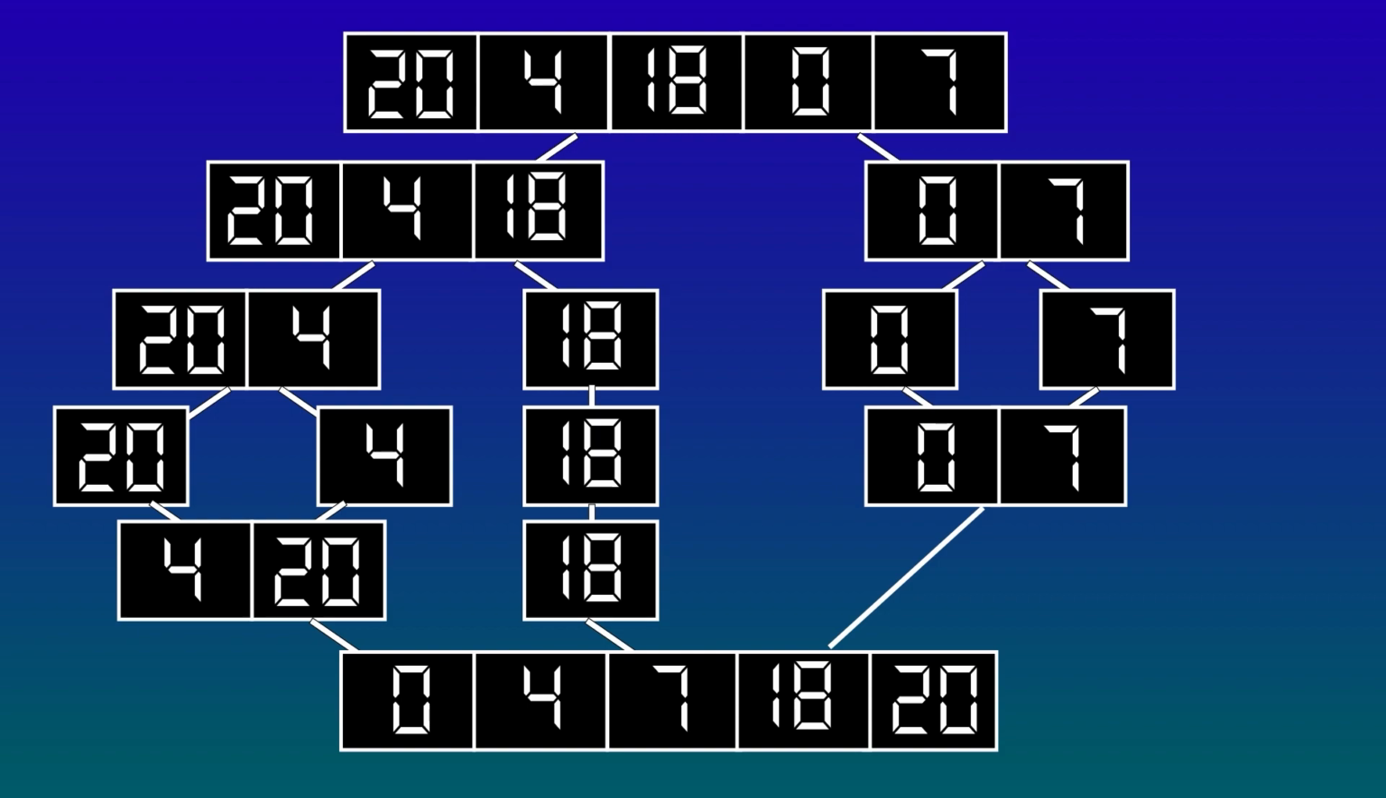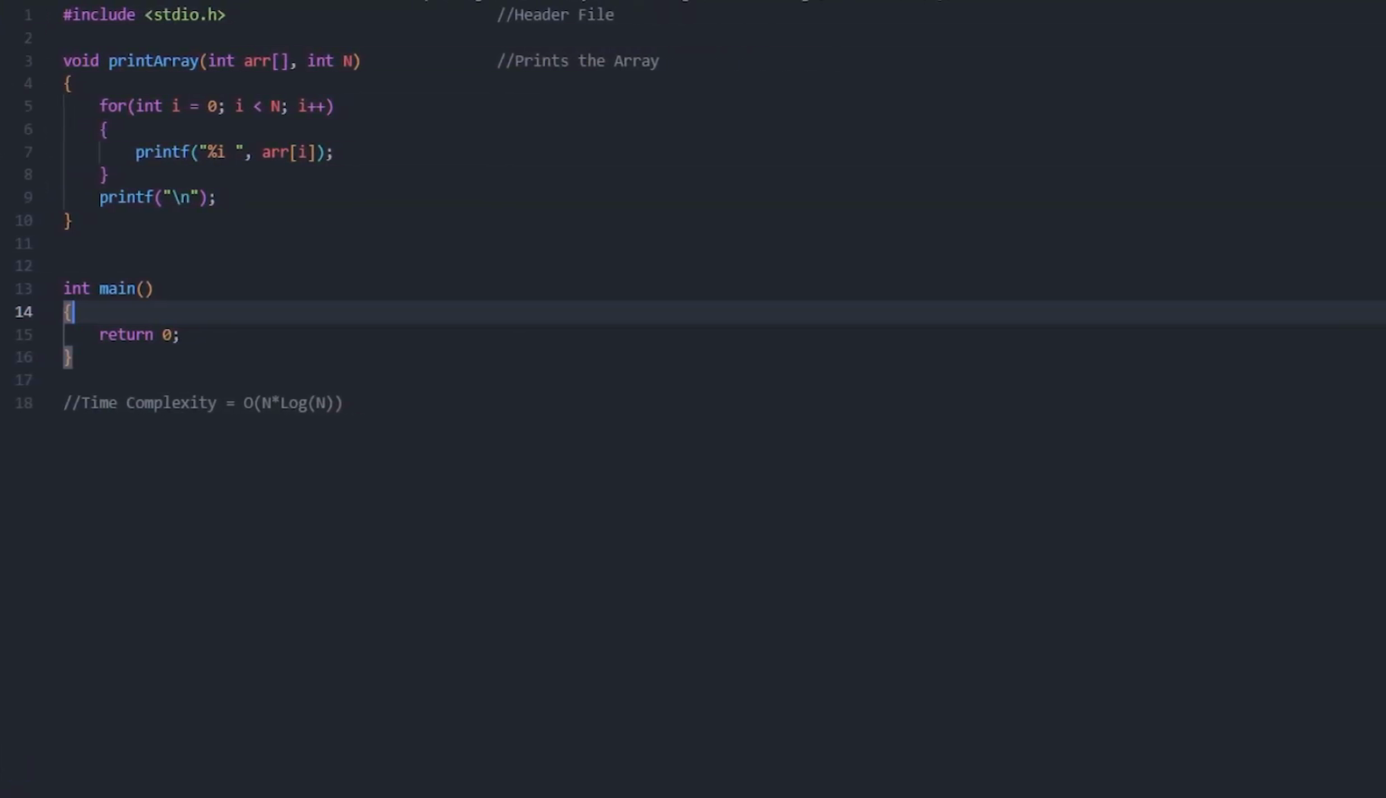I highly recommend you solve an array of 10 elements of your own using this idea on paper before you move to the next section. To understand the code for merge sort, you have to be clear about the working. I hope you have solved an array on paper. So let's look at the code.